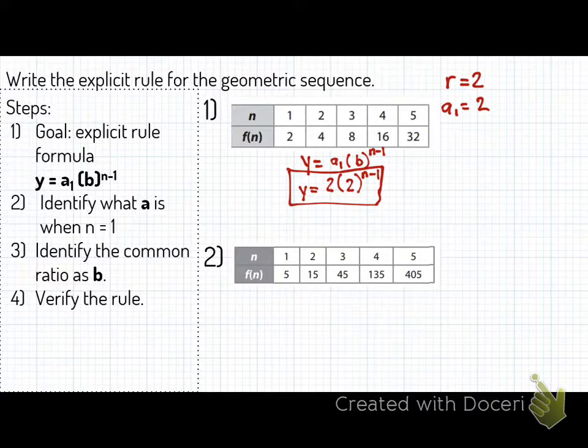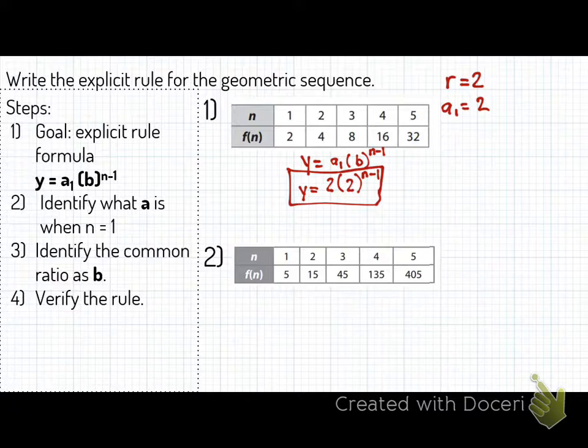So we can figure out any number in the sequence by using this rule, okay? So for example, the first number. What's our first number here? 2, right? Okay. How do we know it's 2? Let's put 1 in for n. What's 1 minus 1? 0. What's 2 to the 0? 1. 2 to the anything to the 0 power is 1, okay? So what's 1 times 2? 2, good.